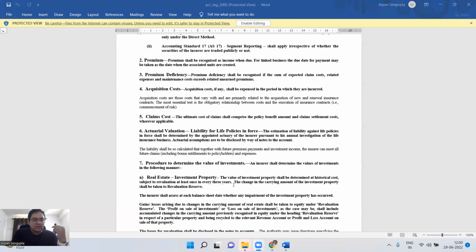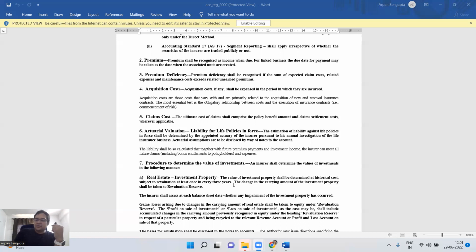Now, if there is a loss in the revaluation, then it would be treated as an immediate expense if it is beyond the carrying value of the real estate. So what it means is, if that loss is more than what is kept in the revaluation reserve, then the excess of the loss over the revaluation reserve will be treated as an expense and it will flow to the P&L account.